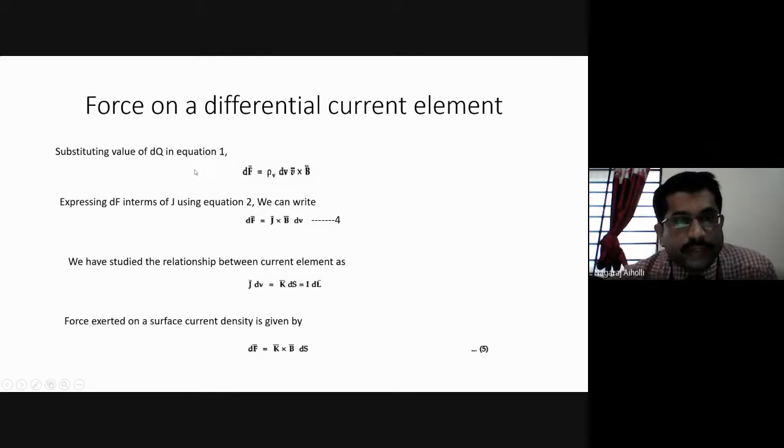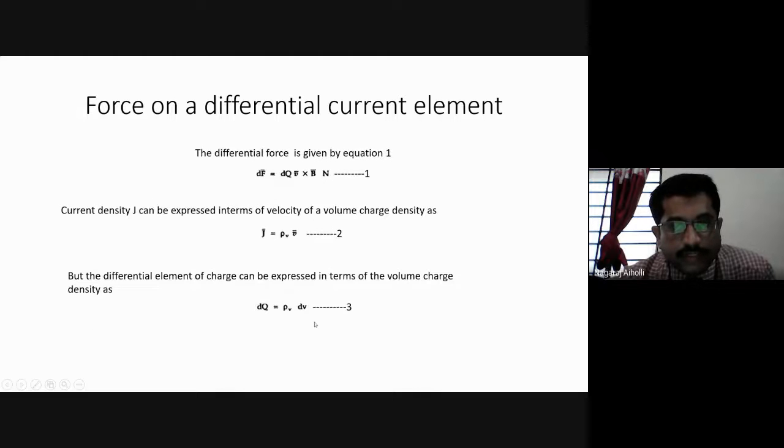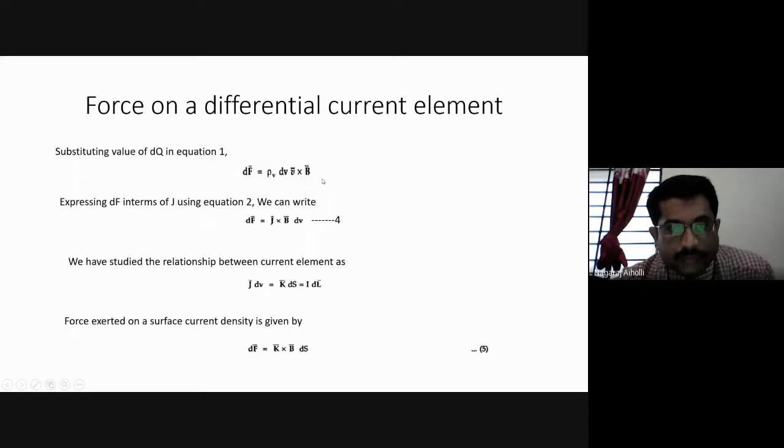Substituting the value of dq in equation 1. Equation 1 is dF bar equals dq v bar cross B bar newtons. Substitute for dq, that is rho v dv. So instead of dq, we get rho v dv v bar cross B bar newtons. That is the next equation: dF bar equals rho v dv v bar cross B bar.